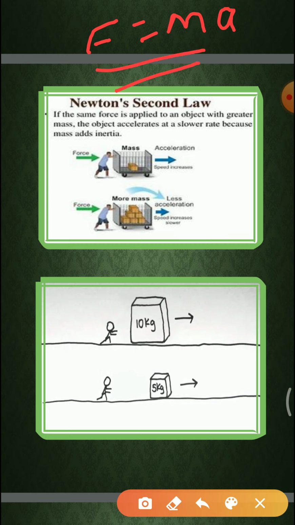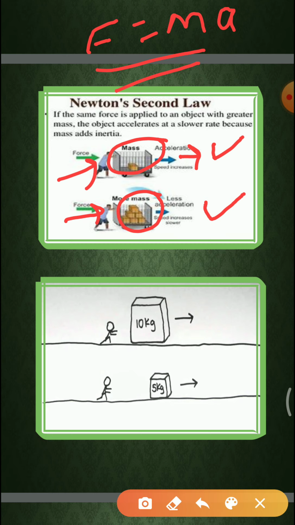Okay, so if I am in a supermarket and I have taken a trolley, there are two trolleys, and I am applying the same force on both the trolleys. What happened here? Less acceleration will be detected here, and more acceleration will be detected here. Means it is very easy to move this basket than this basket. Why is this so? Because the mass is less in this basket, but the mass is more in this basket. Therefore, less acceleration will be recorded here.